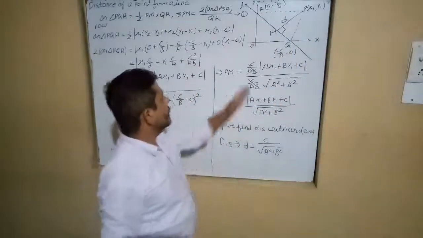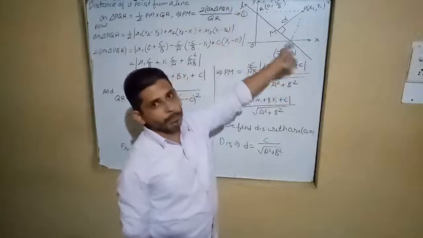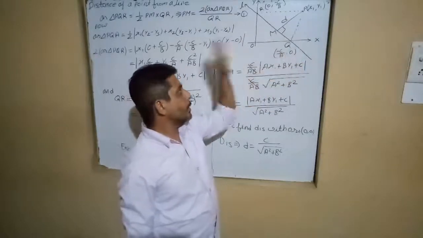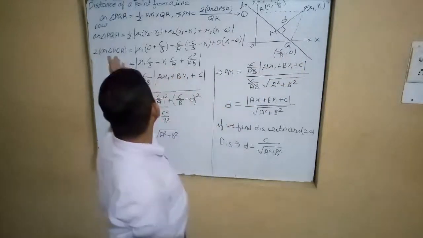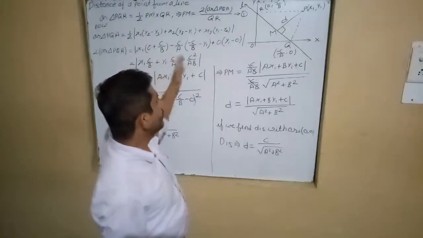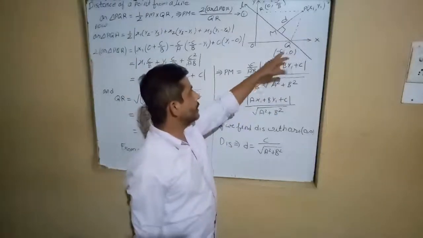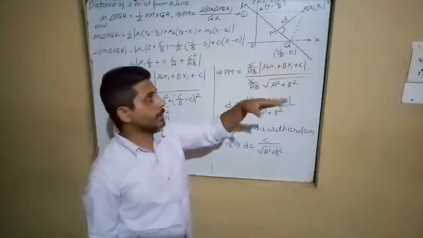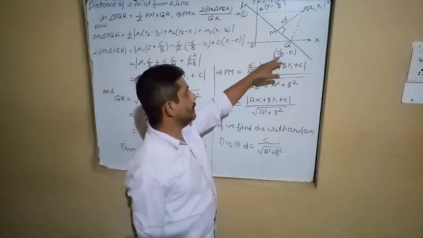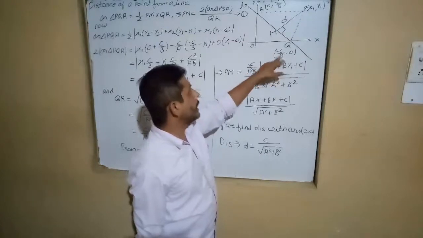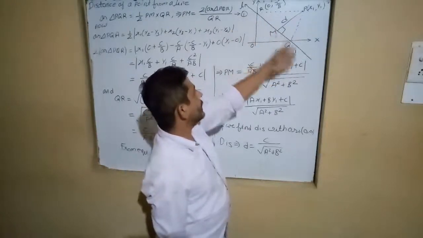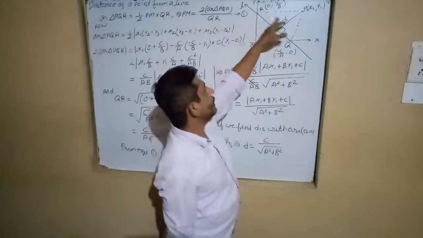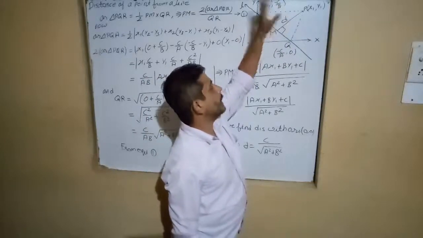Okay, so this is the slope intercept form of the line. So in the previous reduced form, we see that the value where the line cuts the x-axis is called minus c upon a, and where the line cuts the y-axis is called minus c upon b.